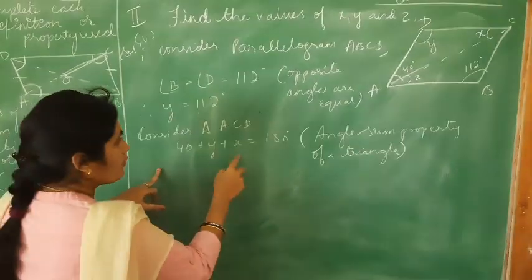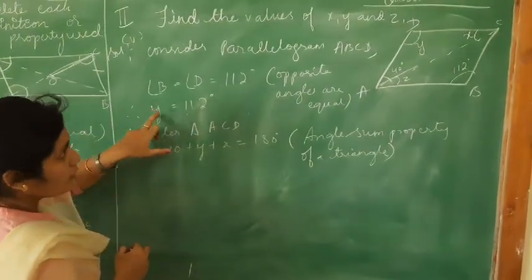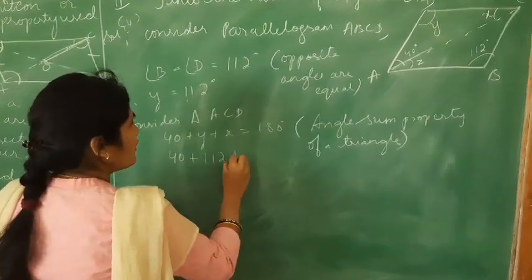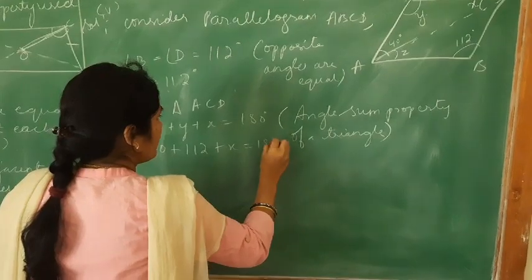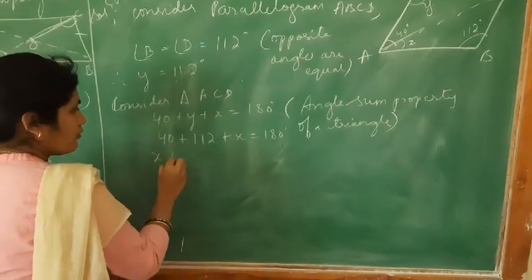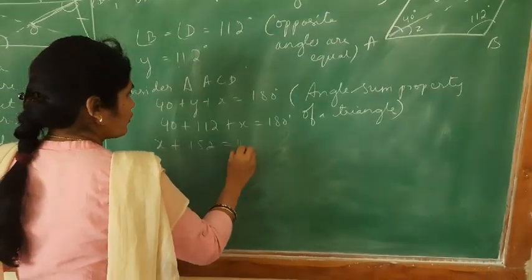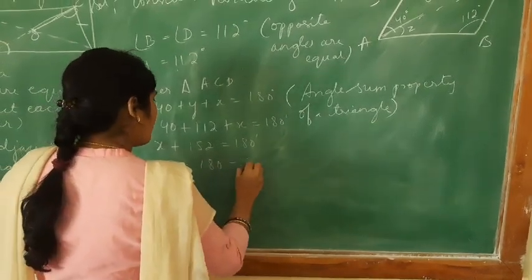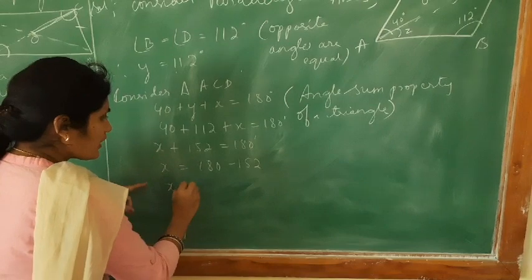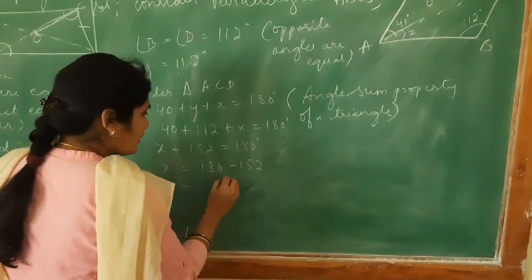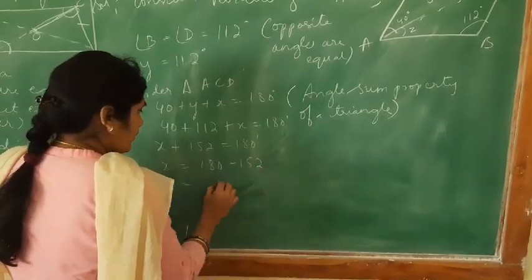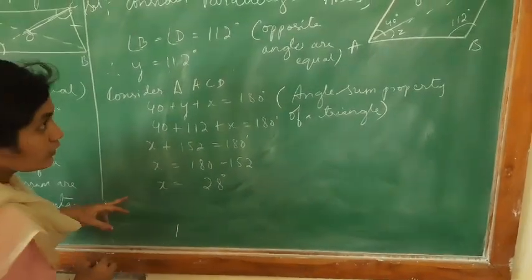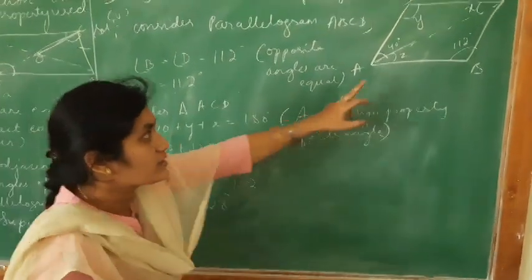Now 40 plus y plus x. From the above result we can say 40 plus y is 112, so 152 plus x is equal to 180. X plus 152 is equal to 180. X is equal to 180 minus 152. We subtract here, 10 minus 2 is 8, and 7 minus 5 is 2, 28 degrees. X is 28 degrees. So now let me find out the Z.